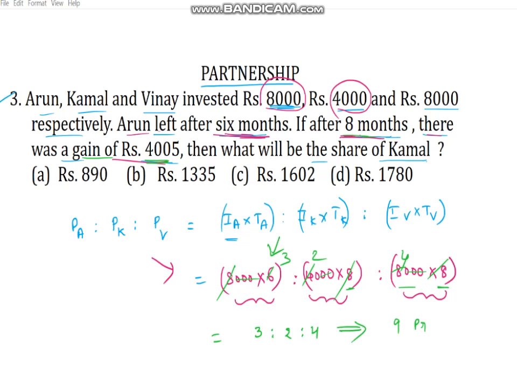So the total profit, 4,005 rupees, divided among 9 parts: 9 4s are 36, 9 5s are 45, so 1 part equals 445. We have to find the share of Kamal. This is the share of Kamal. So 445 into 2 is 890. Option A is the answer.